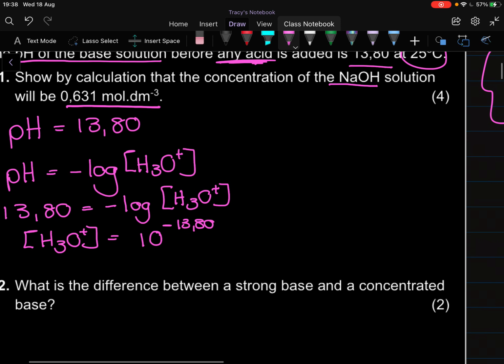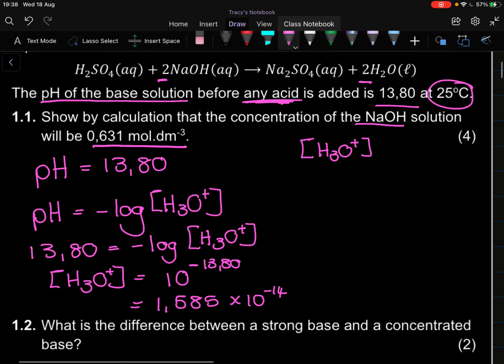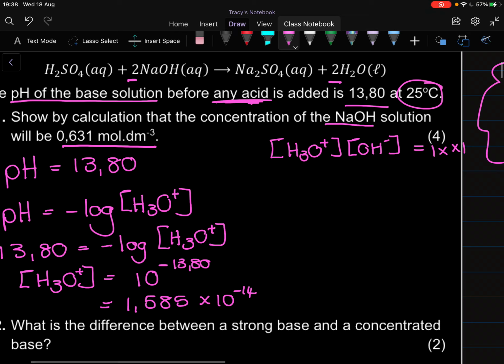So now, if I put 10 to the minus 13,8 into my calculator, I'm going to get that this concentration, I'm going to keep 3 decimal places, is 1,585 times 10 to the minus 14. Why have I done that? Because I know that the H3O plus concentration times my OH minus concentration must be equal to 1 times 10 to the minus 14.